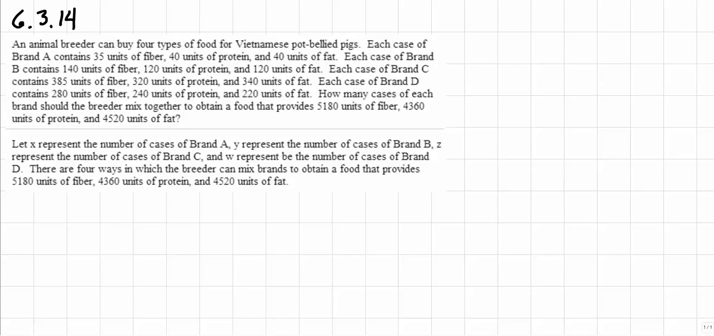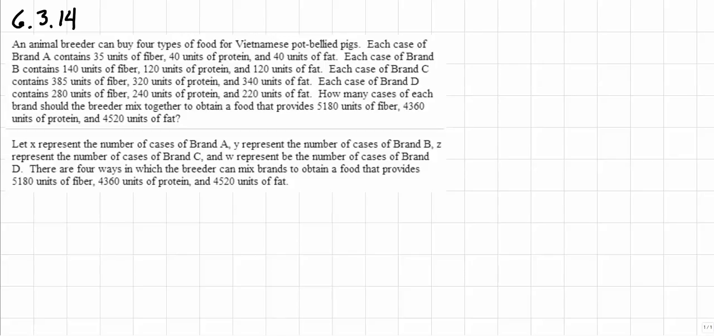Each case of brand D contains 280 units of fiber, 420 units of protein, and 220 units of fat. How many cases of each brand should the breeder mix together to obtain a food that provides 5,180 units of fiber, 4,360 units of protein, and 4,520 units of fat?